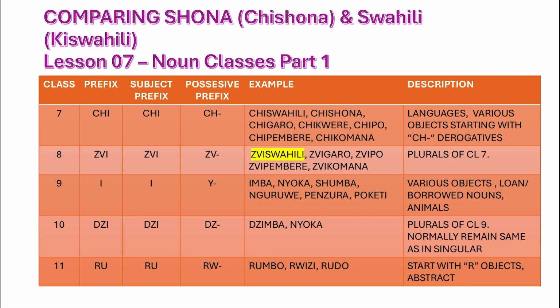Class 11, ru class. These are nouns which start with ru. Most of these are also abstract. For example, rumbo is a song. Rwizi is a river. Rudo is love.